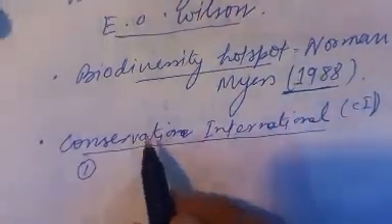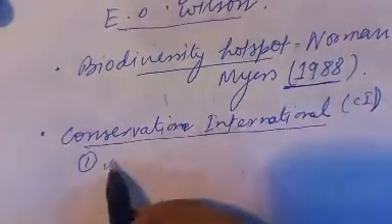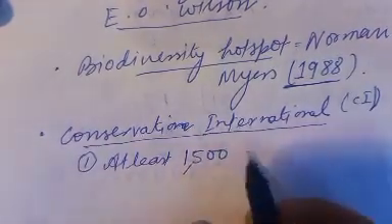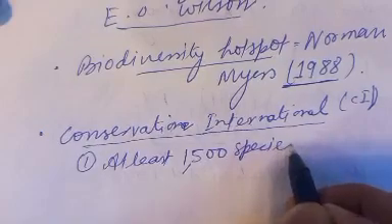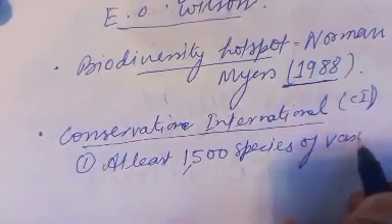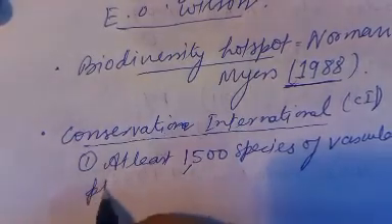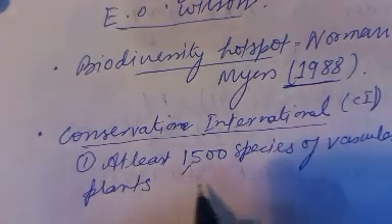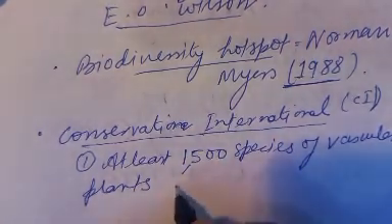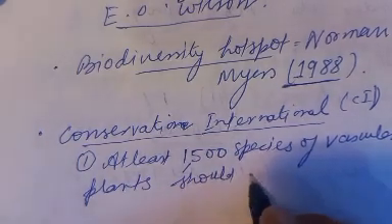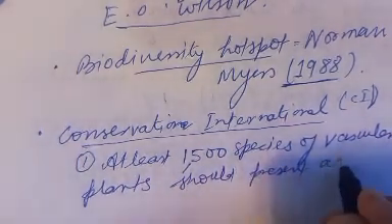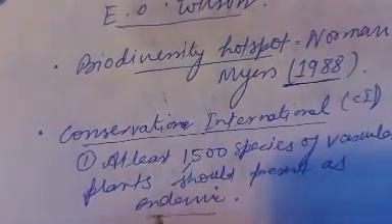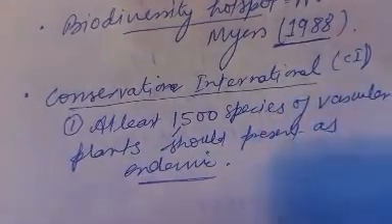The first one is that at least 1500 species of vascular plants should be present as endemic. At least 1500 species of vascular plants should be present as endemic. This is the first criterion.